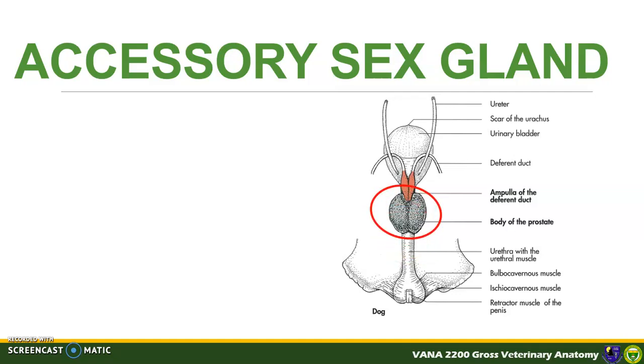The prostate gland, as you can see here, is completely enveloping the proximal portion of the male pelvic urethra at the neck of the bladder. The prostate is bounded dorsally by the rectum and ventrally by the symphysis pubis and ventral abdominal wall. The function of the prostate is not entirely understood.